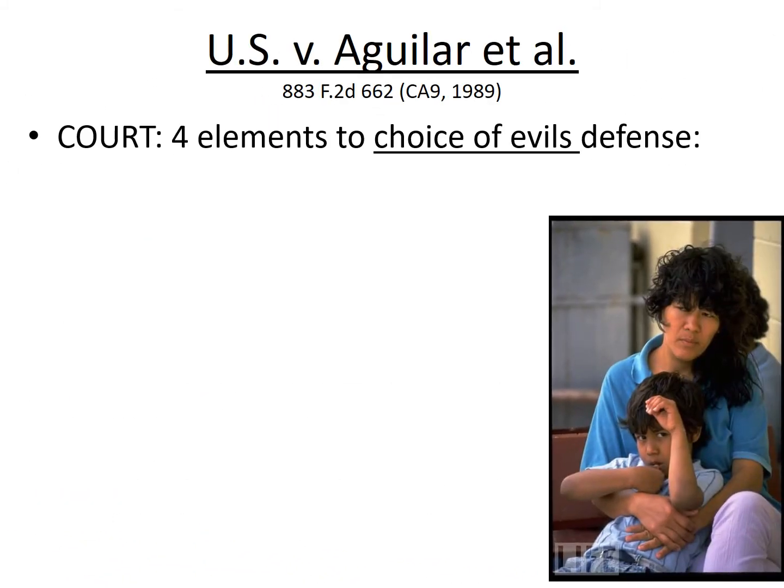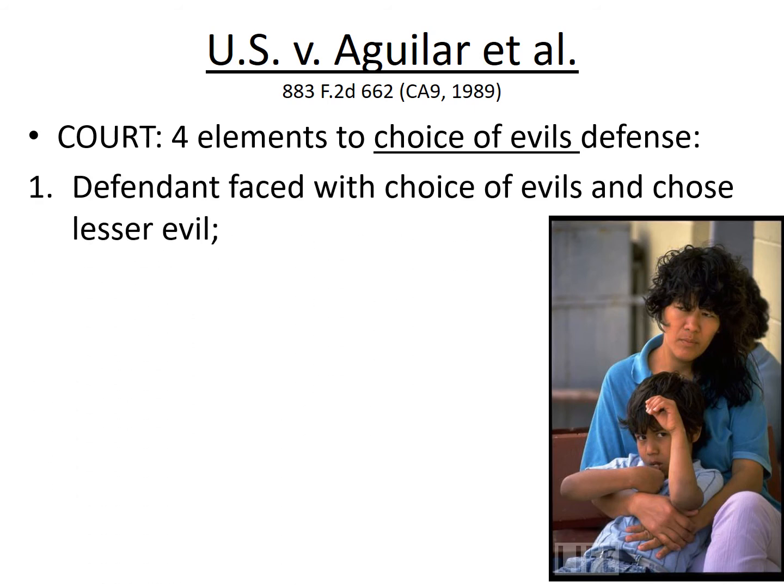Aguilar is arguing that. And so the appeals court lays out 4 elements to a choice of evils defense. So these are the elements. And again, not just for me, but for any professor, anytime you see a list of 3 or 4 things, it makes a good multiple choice question. In order to use a choice of evils defense, you've got to show these 4 elements. First, the defendant, in this case Aguilar, was faced with a choice of evils and he chose the lesser evil. So he faced the evil of these Central American refugees being killed versus breaking immigration law. So it would seem that breaking immigration law is the lesser evil.